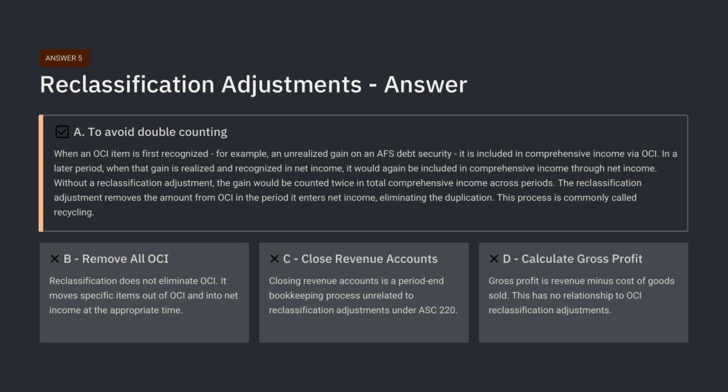If an item is recognized in OCI in one period and later recognized in net income, comprehensive income could count the same economic gain twice unless an adjustment is made. Reclassification removes the prior OCI effect when the amount enters net income. It does not eliminate all OCI, close revenue accounts, or calculate gross profit. The common term is recycling. Accounting likes recycling here, but only for gains and losses, not for wrong answers.